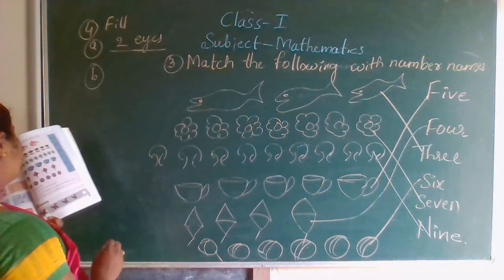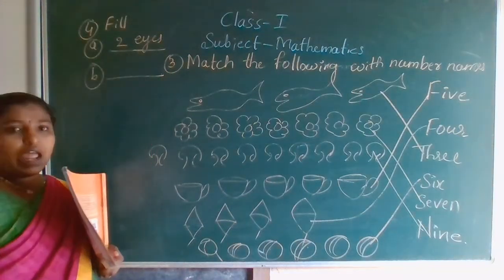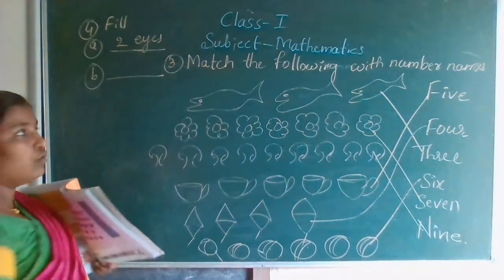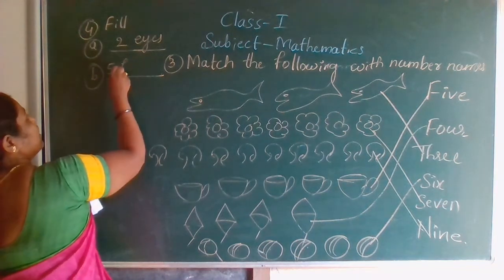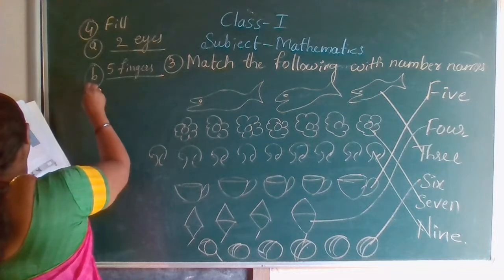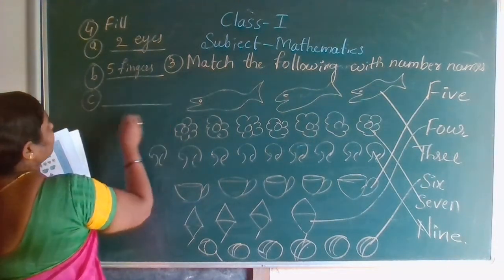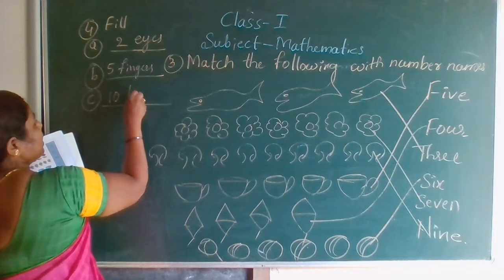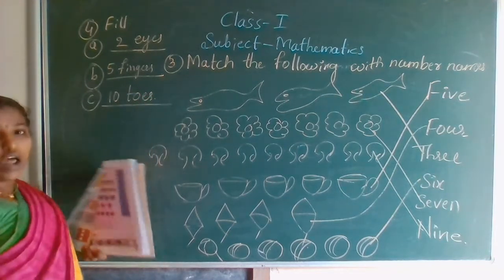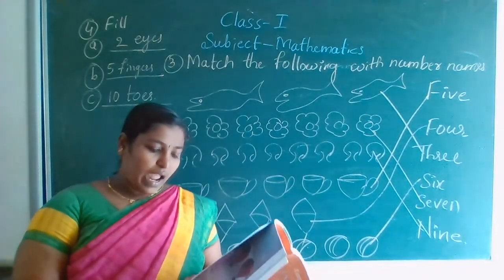How many fingers do you have in one hand? 5 fingers. Next, C. How many toes do you have in all? There are 10 toes in all. Yes. Next activity, count and write.